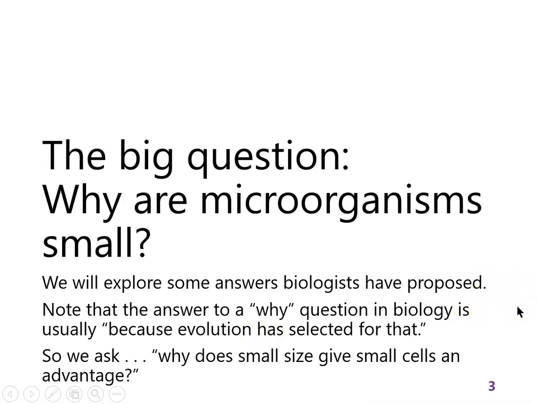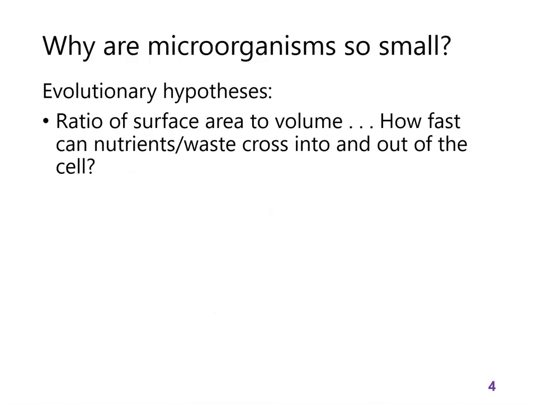We say, well, in the understanding of modern science, any living thing is the way it is because evolution has pushed it to be that way, because organisms with those traits were successful in the past and they were able to reproduce and have offspring with those traits. And so we can think about small size of microorganisms through the lens of evolution. So we have kind of three different evolutionary hypotheses, and they don't disagree with each other. They could all be true, or none of them could be true.